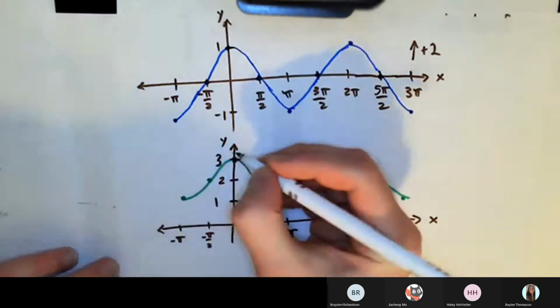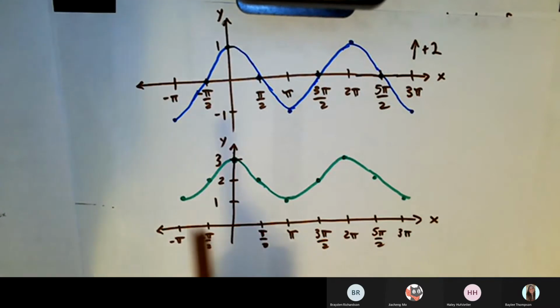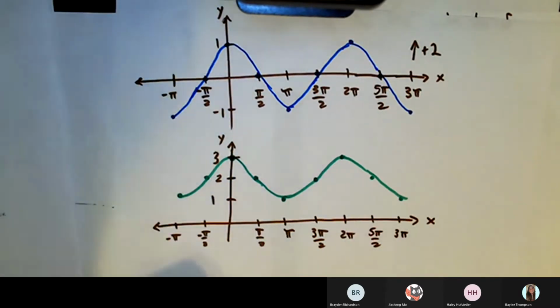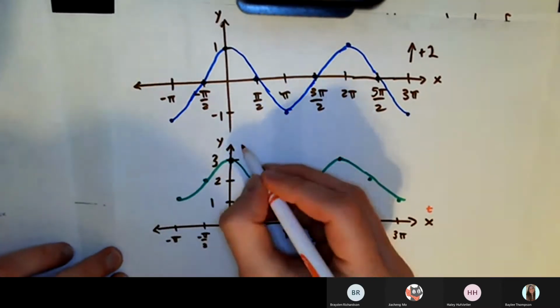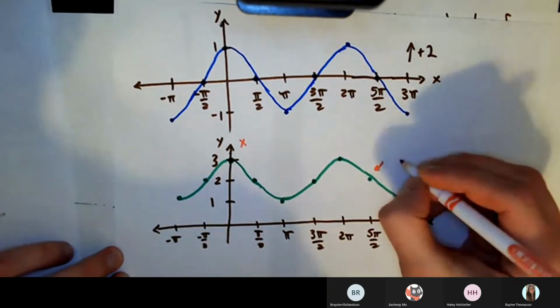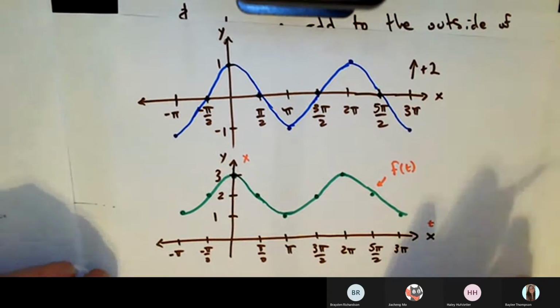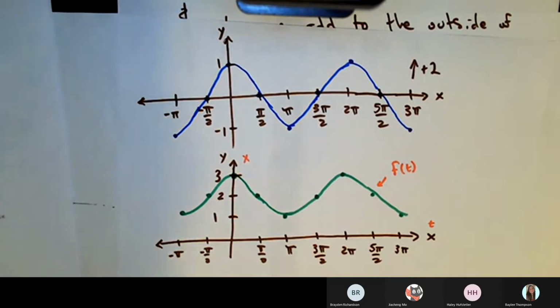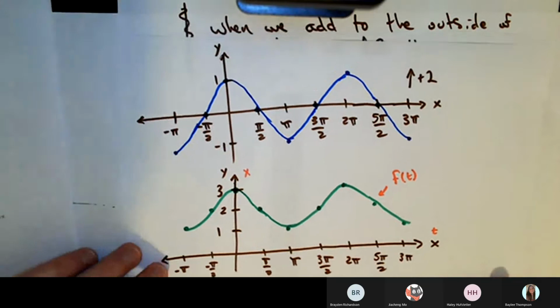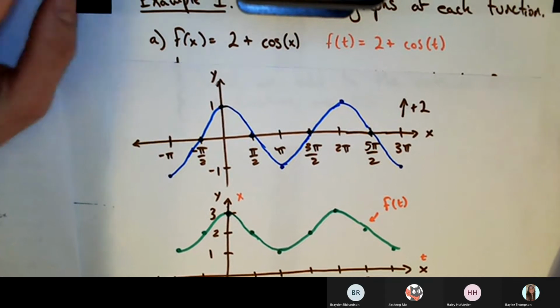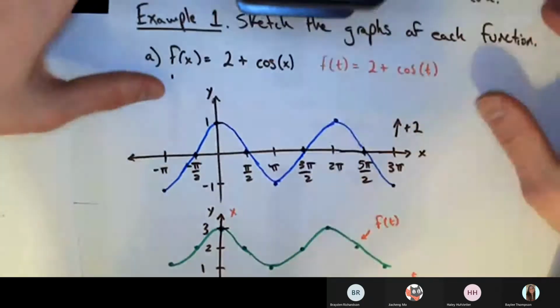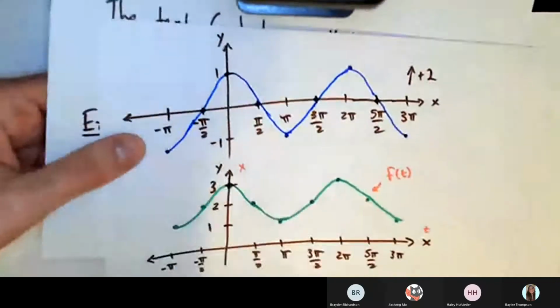And again, these are x and y values. Really, what we should be calling them is we should be calling this axis t, this vertical axis x, and this curve f of t. But again, we're going to play along by their rules and graph it as f of x equals cosine of x. And if you don't like my picture, you can always go to Desmos and graph 2 plus cosine x and see a prettier picture there.